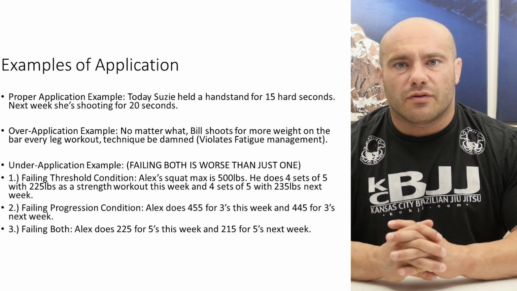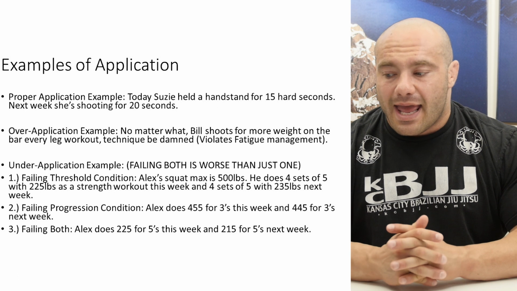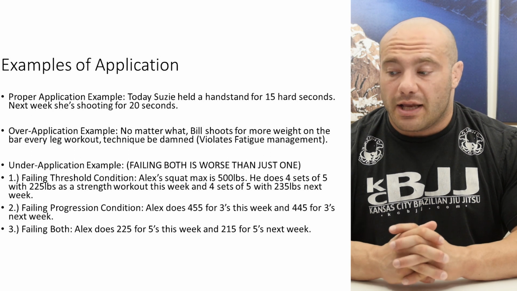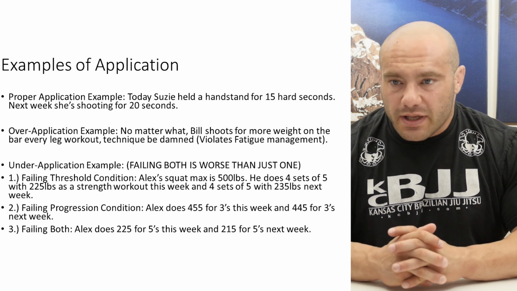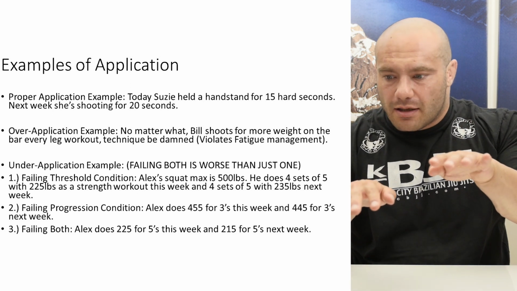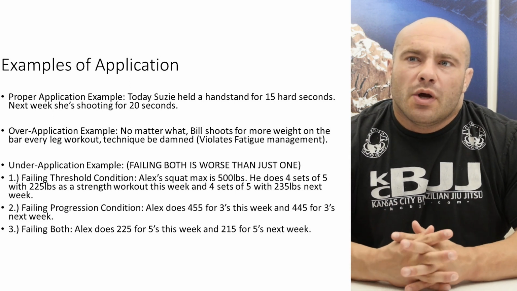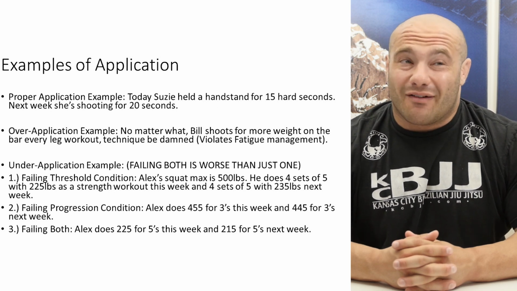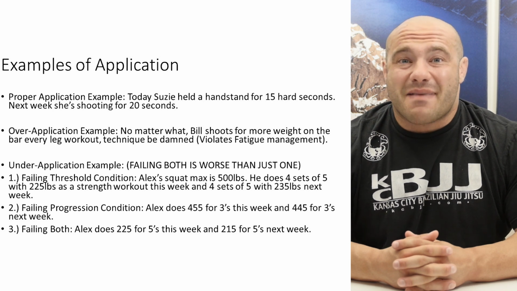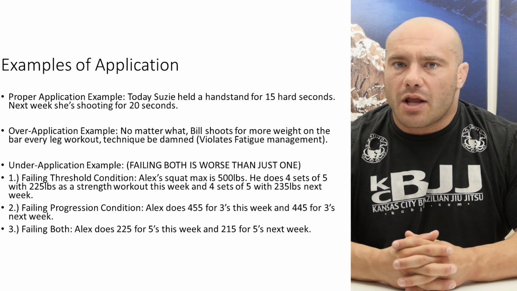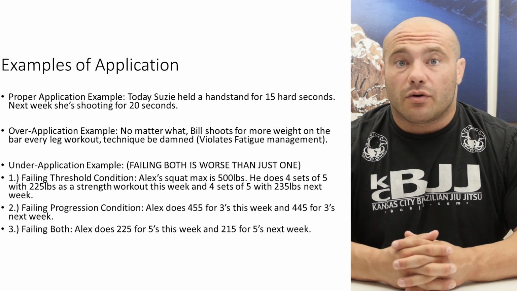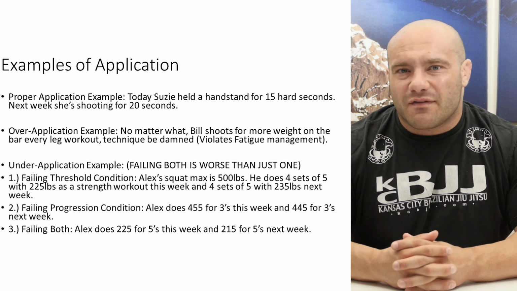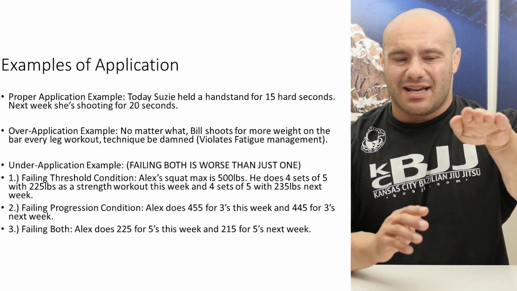So, example number 2 of under-application, failing the progression condition. Alex goes, okay, I know I need to lift heavy. He does 455 pounds for sets of 3 in week 1. Okay, great. And then the next week he does 445, less, also for triples. Now, 445 for triples with a 500 max squat is definitely right in that strength range, certainly higher than the minimum. It's in the overload threshold for sure. But it's not as much as 455 for triples. So he's getting plenty of strength enhancement here, but very little here.